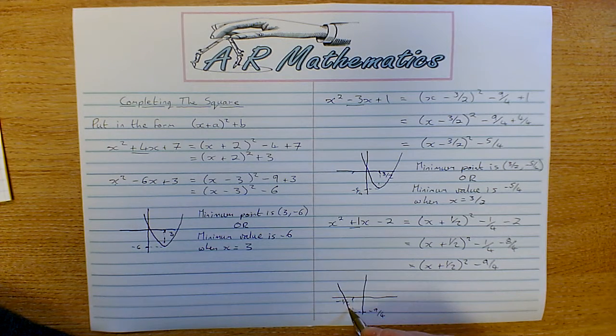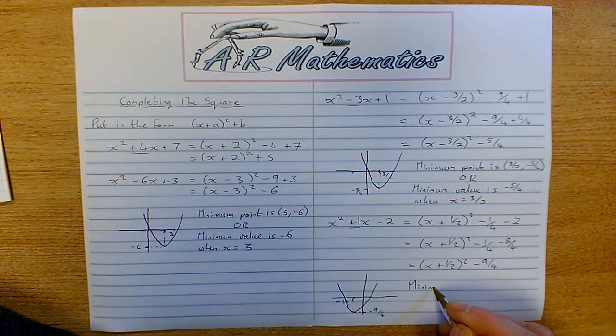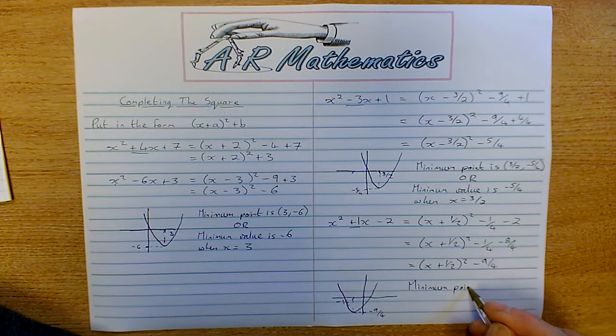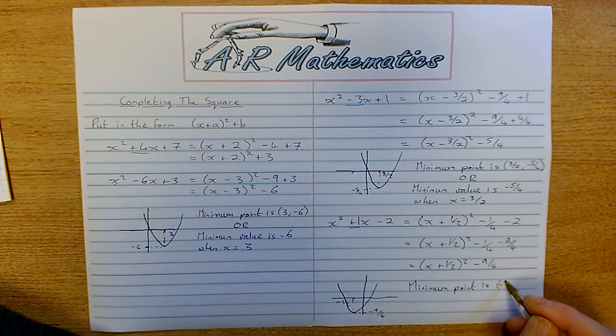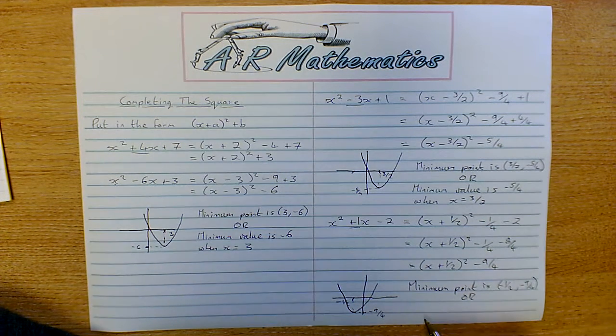So if I sketch my curve in, I can then say that my minimum point is minus a half, minus 9 over 4. Or I can say that my minimum value is, so it comes down, down, down until it gets to here at minus 9 over 4. And that happens when x equals minus a half. Okay, that's the basics of completing the square done.